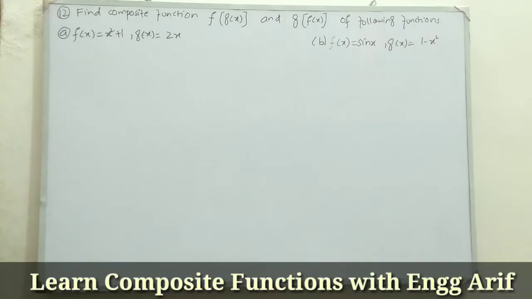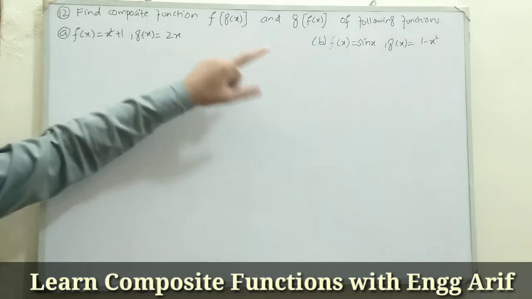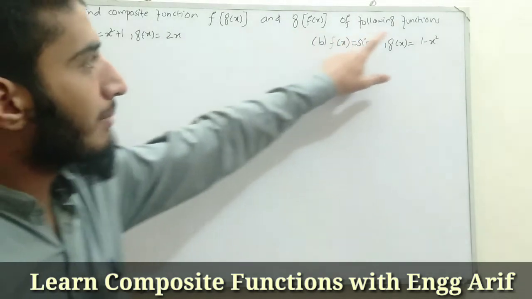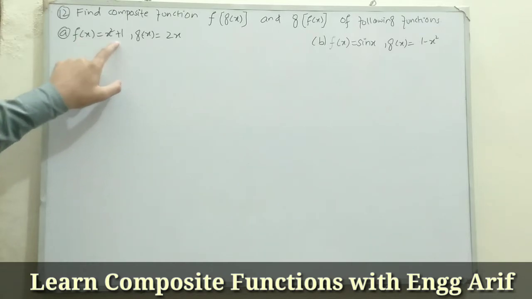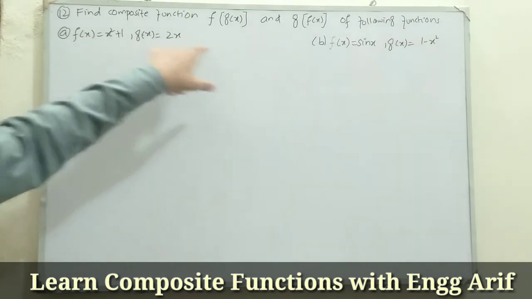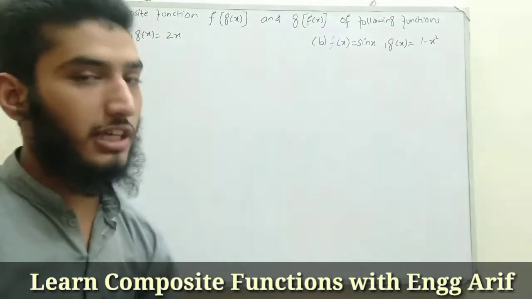Now I am going to solve question number 12 related to exercise number 1.1, function and limit. It tells that find the composite functions f of g of x and g of f of x of the following functions. Part A tells that f of x is equal to x square plus 1 and g of x is equal to 2x, and part B tells that f of x is equal to sin x and g of x is equal to 1 minus x square.